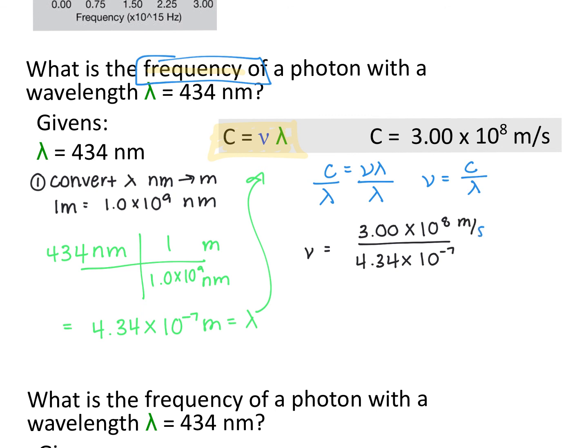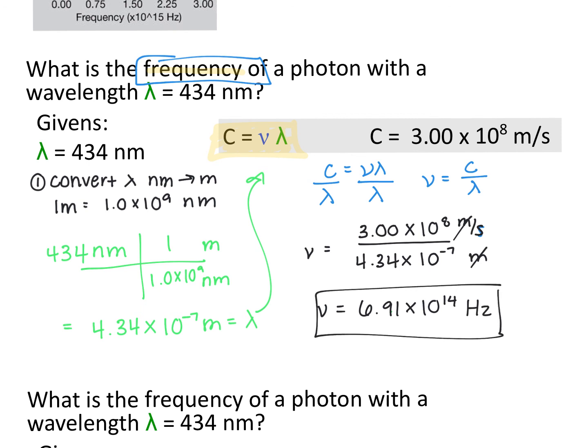The reason it's important that I make sure my units are in meters for wavelength is because I can cancel them out, so I'm left with the correct unit for frequency. So in your calculator, do 3.00 times 10 to the 8th divided by 4.34 times 10 to the negative 7. And I get frequency is equal to 6.91 times 10 to the 14th hertz. And that's it. That is where I finish my equation.